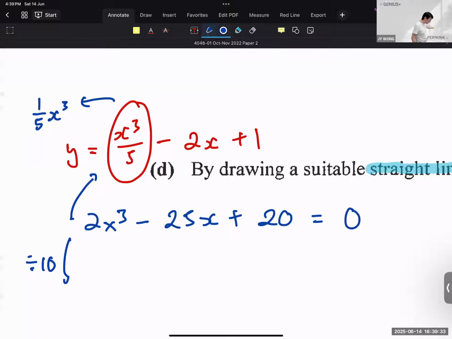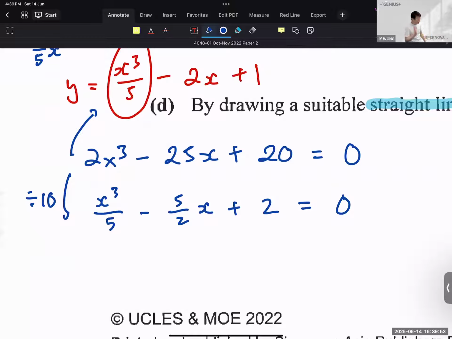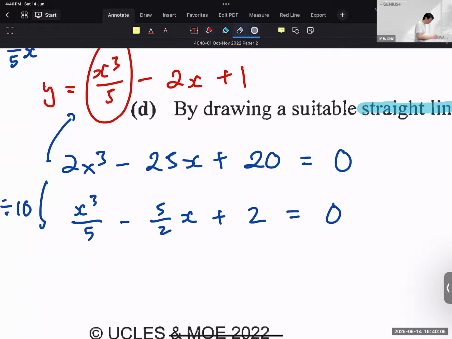So you must be able to see that I need to divide by 10 here, and therefore I will get x cubed over 5. Then what will happen to the x? Divide by 10, I get 5 over 2, or 2.5. It actually doesn't really matter. Then divide by 10, I get plus 2 equals 0. Now I can just directly plus or minus because all I'm doing is to plus x and minus a constant, which will still give me a straight line. So the original equation is minus 2x. Here I have minus, I change it to 2.5, easier to see. Minus 2.5x to become minus 2x, plus or minus?